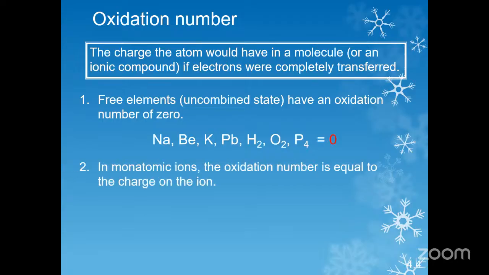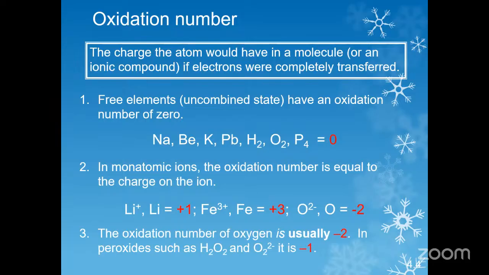The second one is also easy. If you have a monatomic ion, whatever charge it has, that charge will be equal to the oxidation number of that particular element in that ion. Here are some examples. If you have a lithium ion, which carries a +1 charge, then its oxidation number is +1. If you have an iron 3 ion, which carries a +3 charge, then its oxidation number is +3. And if you have an oxide ion, which has a -2 charge, then its oxidation number is -2. So whatever the charge is, it's the same as the oxidation number of that ion.